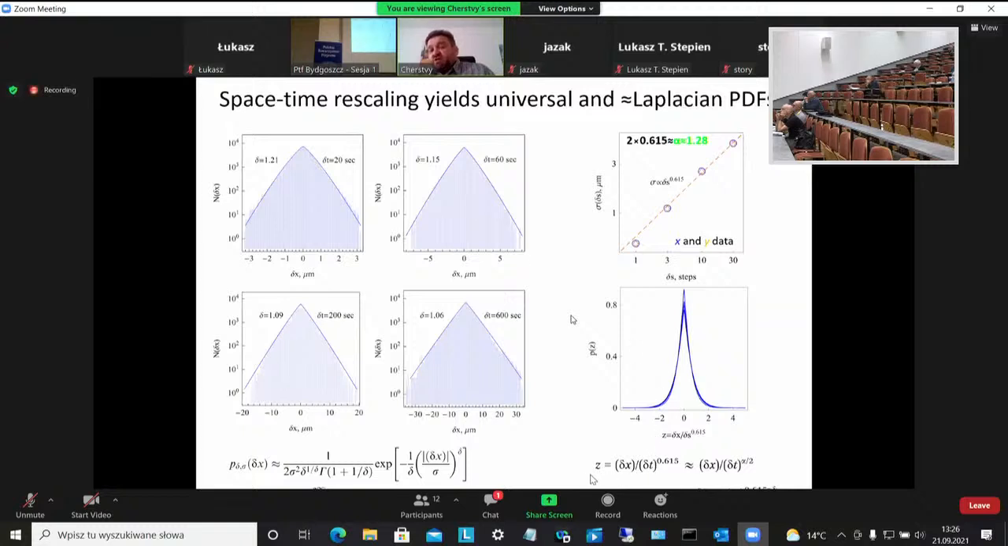And due to this, I can have my rescaled space-time variable that incorporates this diffusion exponent into the variable. This way, I can present all the PDFs on this plot at different space and time values as one universal master curve. And as you see, they superimpose. This is very non-intuitive given the noisiness of the data we are dealing with. So I'm very happy to have this universal diffusion law behind it.